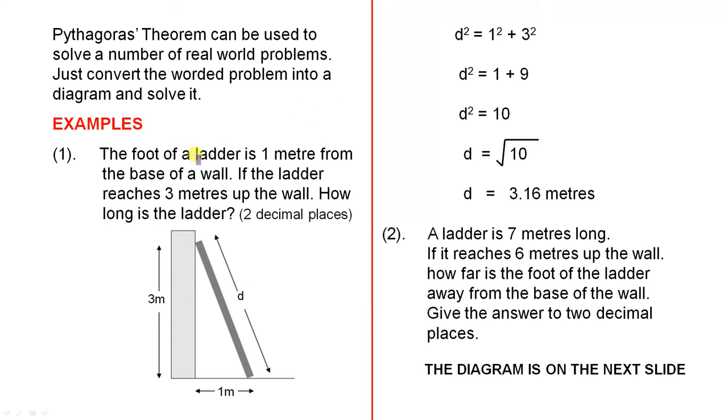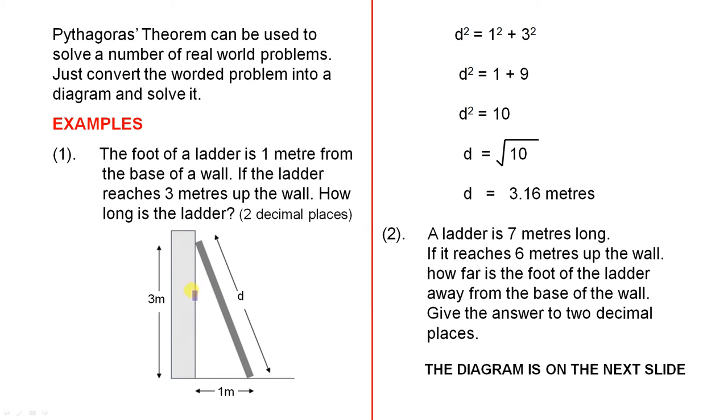Number 1. The foot of a ladder is 1 metre from the base of a wall. If the ladder reaches 3 metres up the wall, how long is the ladder? And the answer is to 2 decimal places. So all you do, you change that worded problem into a simple diagram, and there it is. You can't get much simpler than that.